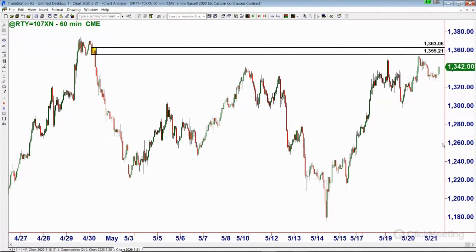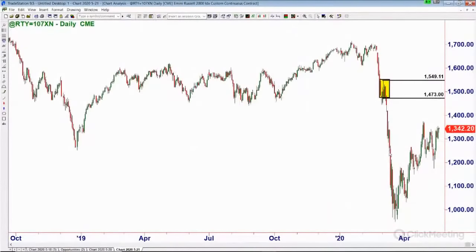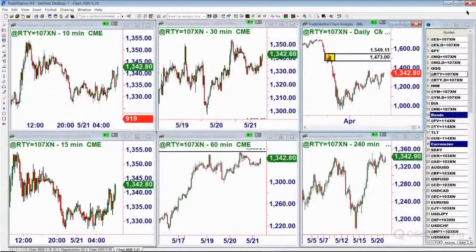All right, let's keep going. Want to bring your attention to the daily chart of the Russell. Don't forget, it is quite a bit higher, but it's important to remember that we do have supply on the daily chart, looking at the daily of the Russell, starting up around 1473. So that's where your big significant levels are.